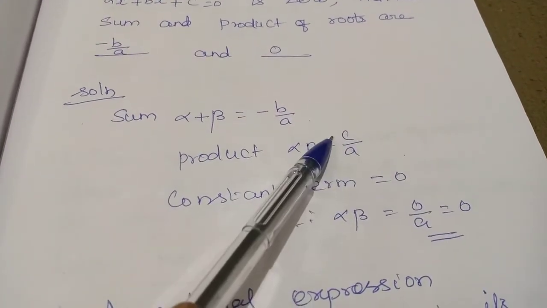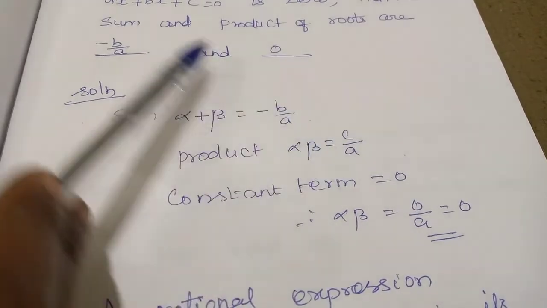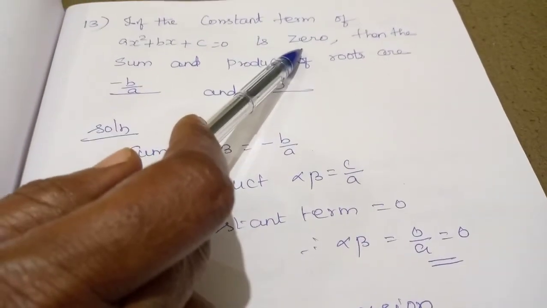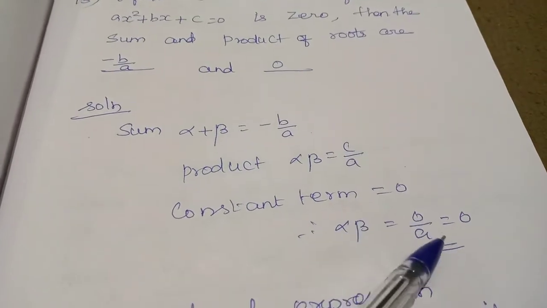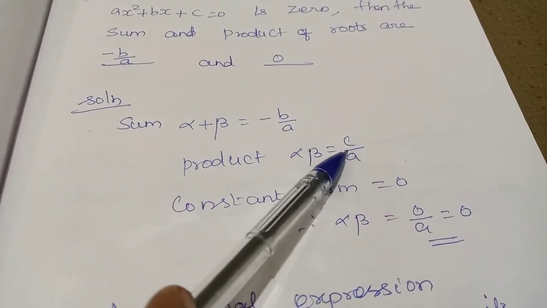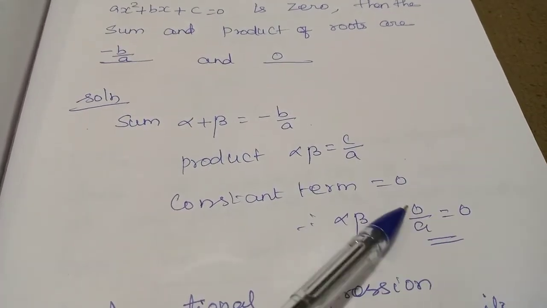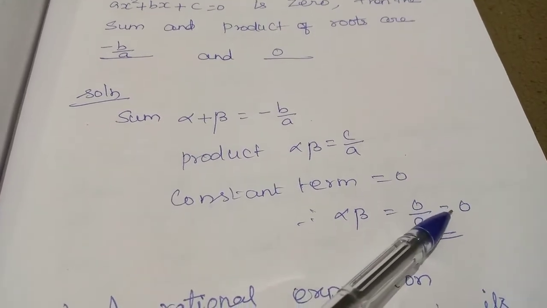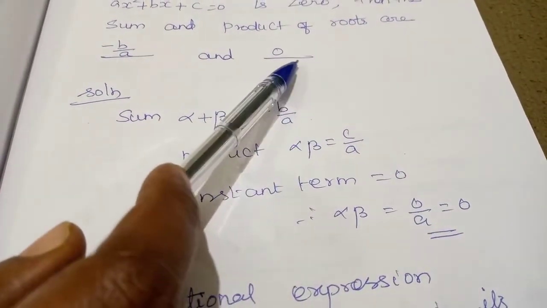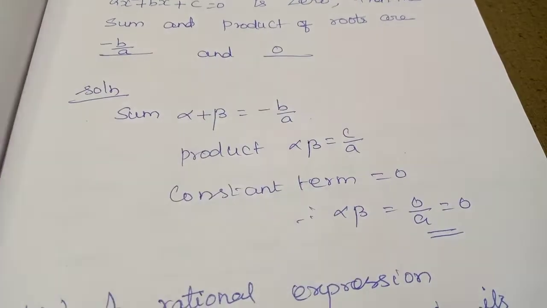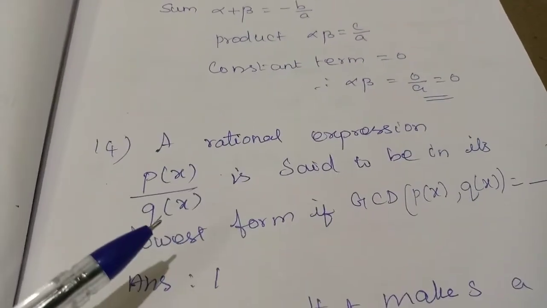C means what? Constant term. Here the constant term is given as 0. So in place of c by a, we have to use 0 by a. What is 0 by a? 0. So the second answer is 0. Okay, understood? Now come to the next question.